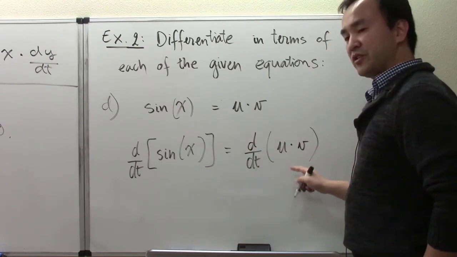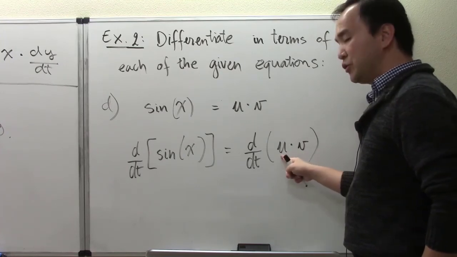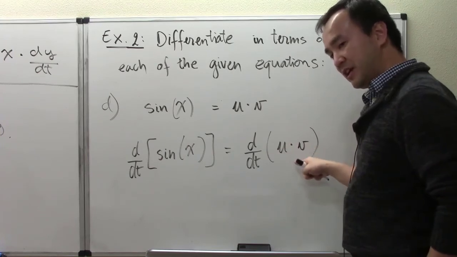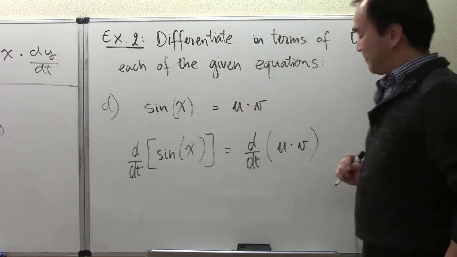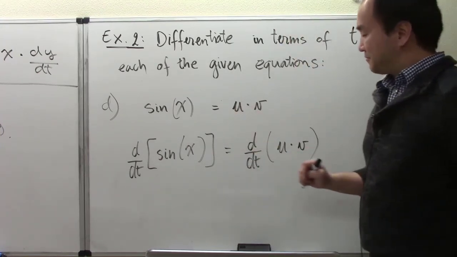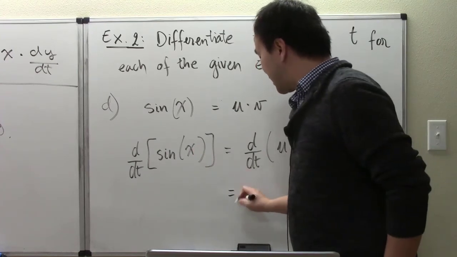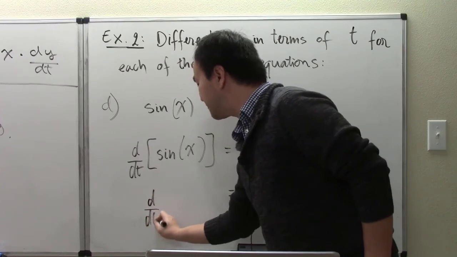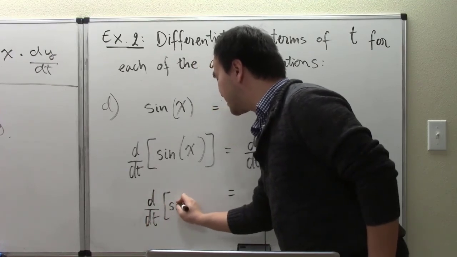But again, remind yourself, each one of these u and v is a function of t. Each one of the u and v is a function of t. Okay, and so now the left hand side, I'm going to leave the left hand side for now because I want to save that for the next step.